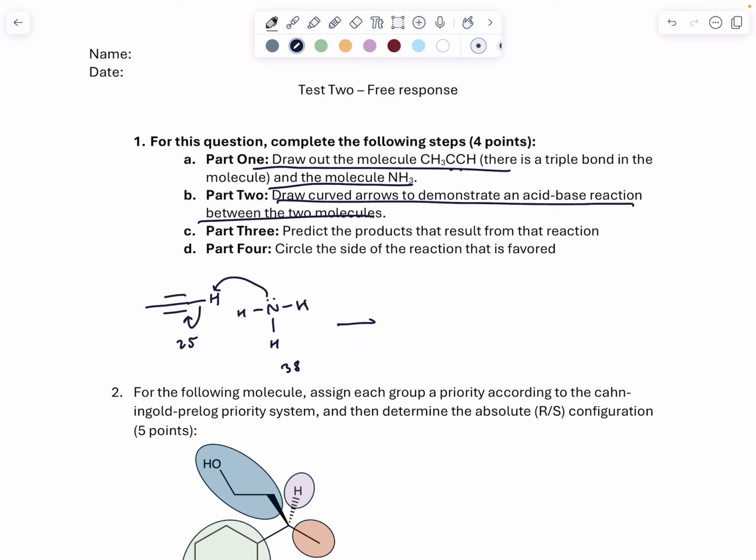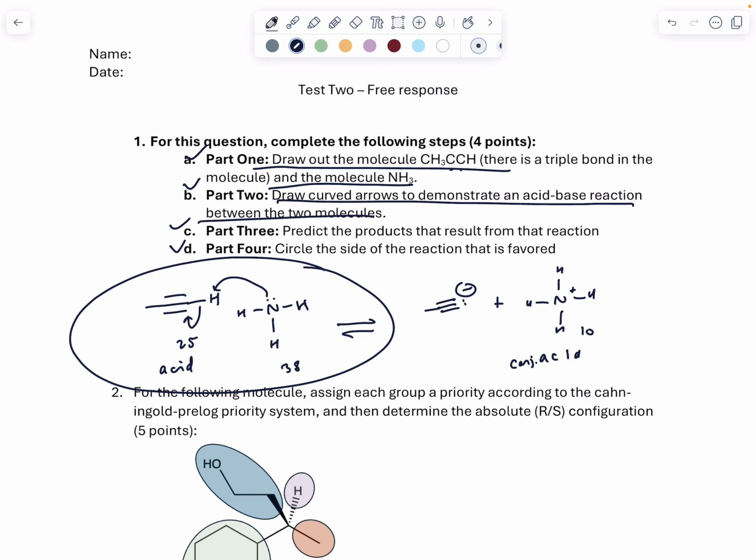And so here are the curved arrows. It looks like this. And this would be the products. So I did part 1, I did part 2, part 3, predict the products, I did that. Part 4, circle the side of the reaction that's favored. To do that, we're going to compare the acid, which in this case is the carbon-carbon triple bond, and the conjugate acid. And the pKa of this is like 10, so actually this side of the reaction is favored.